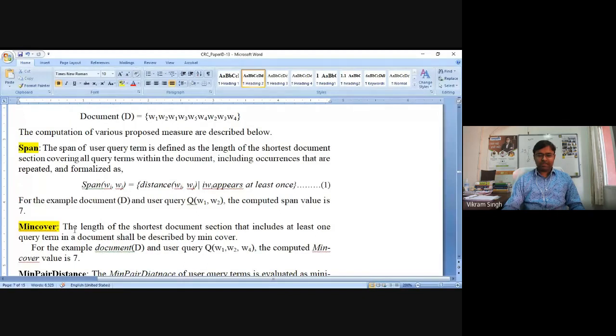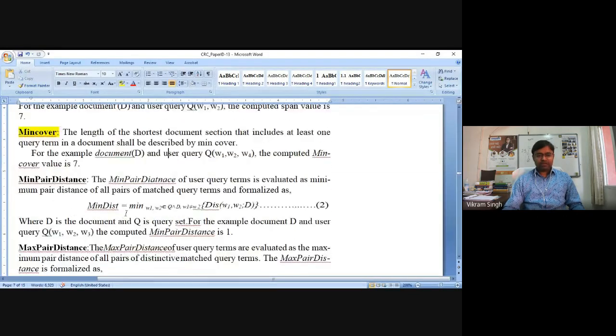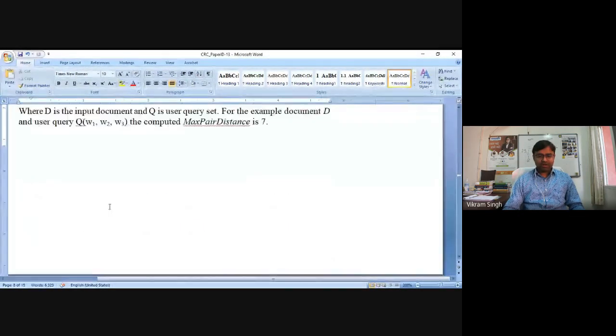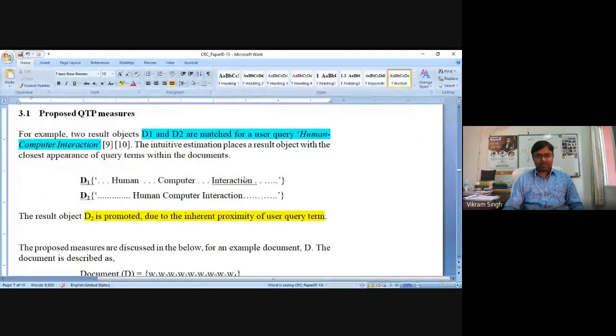which we have proposed. It is the length of the shortest document section that includes at least one query term in the document, right? It is described as a min cover. So for the same document, for this other query W1, W2, W4, the computed min cover is 7, right? Similarly, you can have min pair distance. So we have proposed 6 different measures. This is just to understand that we can always have a new measure to compute the PR type of relevance measures, right?